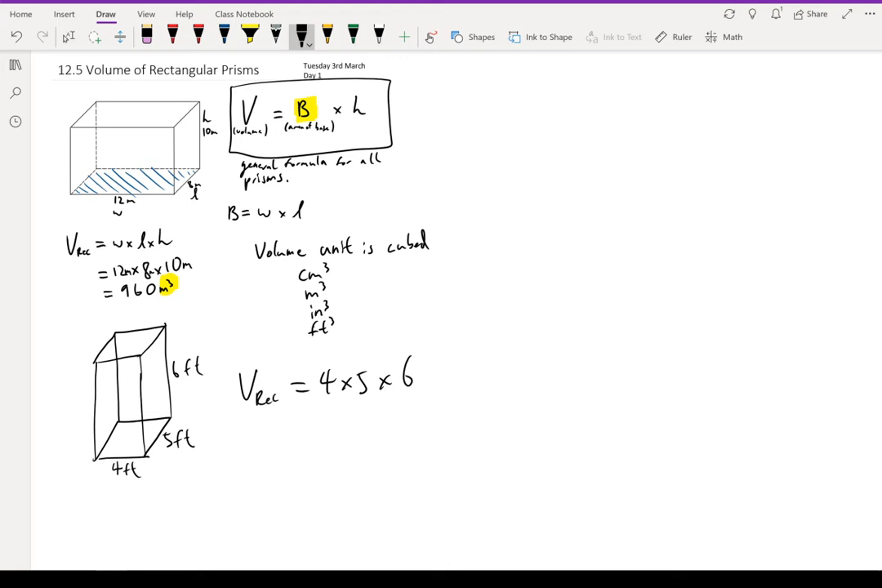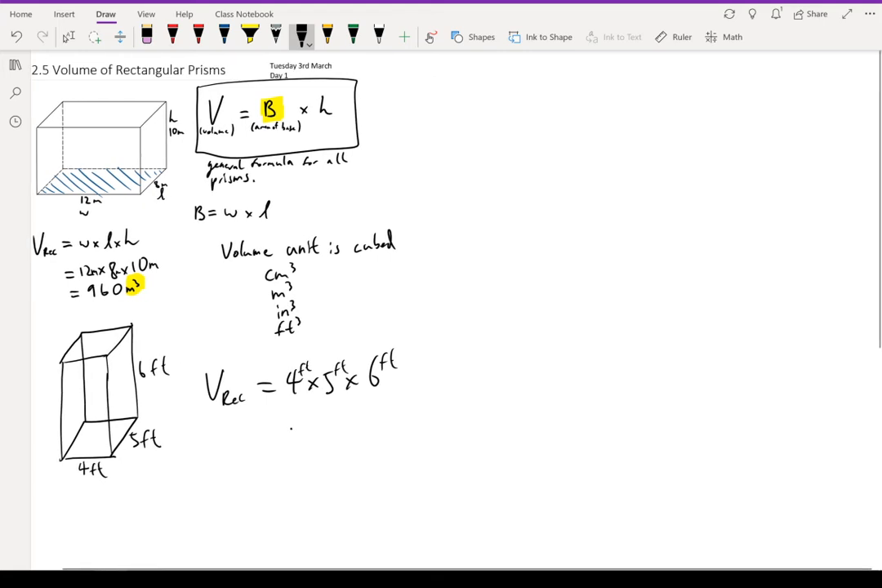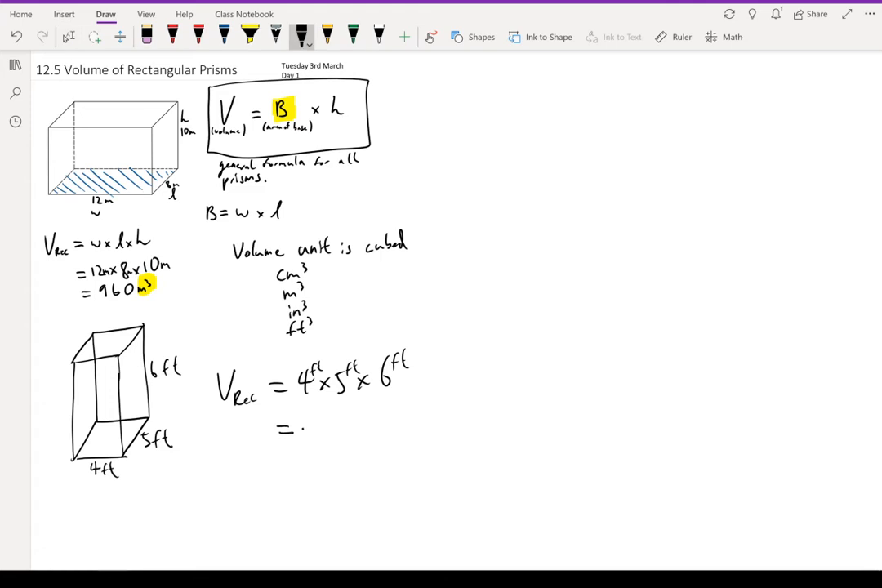They're all feet, remember. So you might want to put feet and feet over here. I usually forget to write it down and then I just write it in the end, but it's a good practice to actually write down the actual units when you're multiplying. And so once you multiply them together, 4 times 5 is 20, 20 times 6 is 120. So it's going to be 120 cubed feet, or feet cubed. So this is how we find a volume of a rectangular prism. That's very easy, okay?